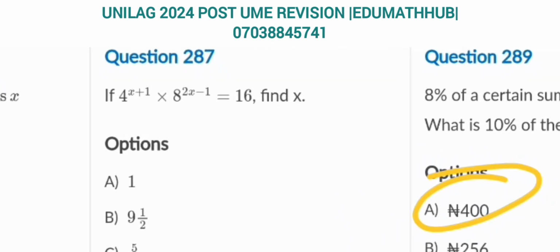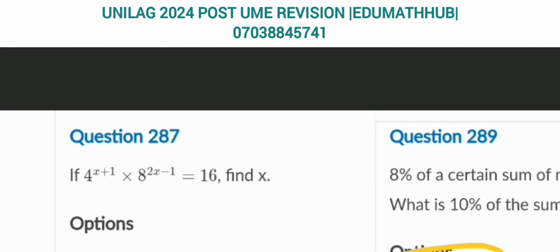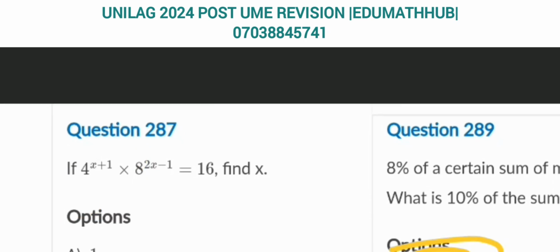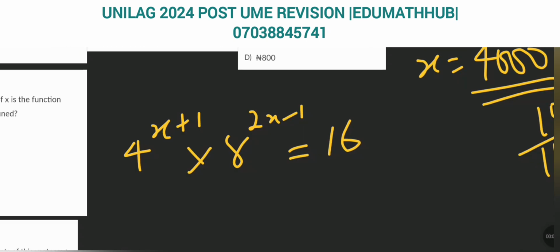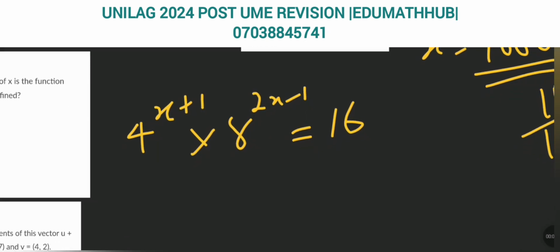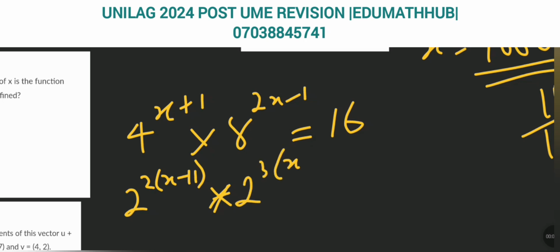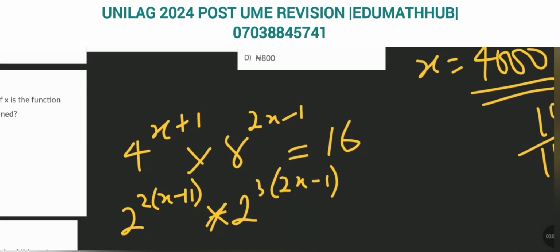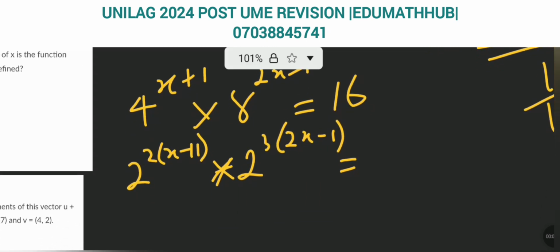So for this next question, we are told that if 4 raised to the power x plus 1 times 8 raised to the power 2x minus 1 is equal to 16, we have to find the value of x. So we have the question written here. The first thing to do is to break down each term with the base of 2. So 4 is 2 raised to the power 2. So you're going to have 2 raised to the power 2 times (x plus 1). Then 8 is 2 raised to the power 3. So open your brackets, 2x minus 1, okay, goes into the brackets, while your 16 is 2 raised to the power 4.